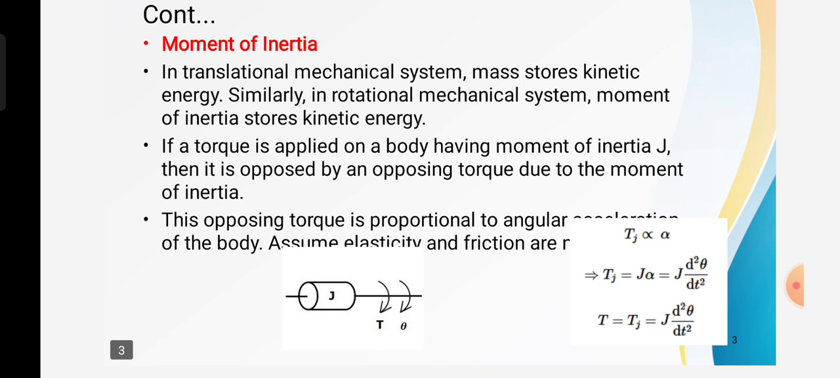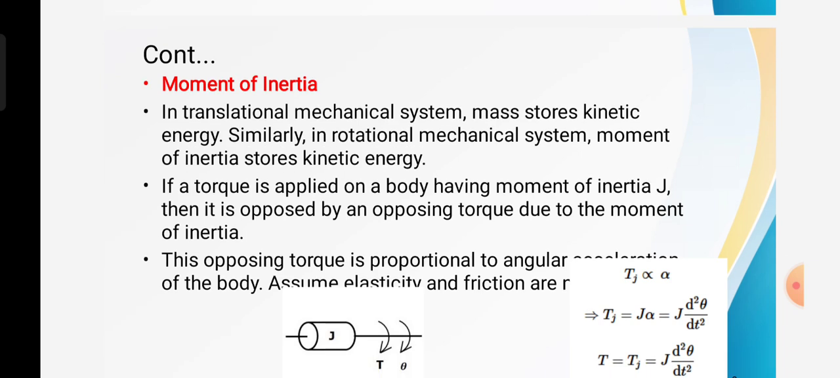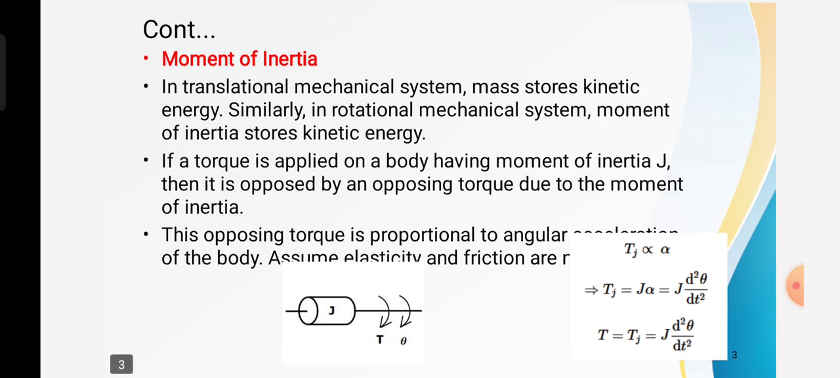Now we derive the torque balance equation of the ideal three basic elements. A moment of inertia: in a mechanical translational system, the mass stores kinetic energy. Similarly, in a mechanical rotational system, moment of inertia stores kinetic energy. Now consider the ideal mass element which has negligible friction and elasticity. The opposing torque due to moment of inertia is proportional to the angular acceleration.